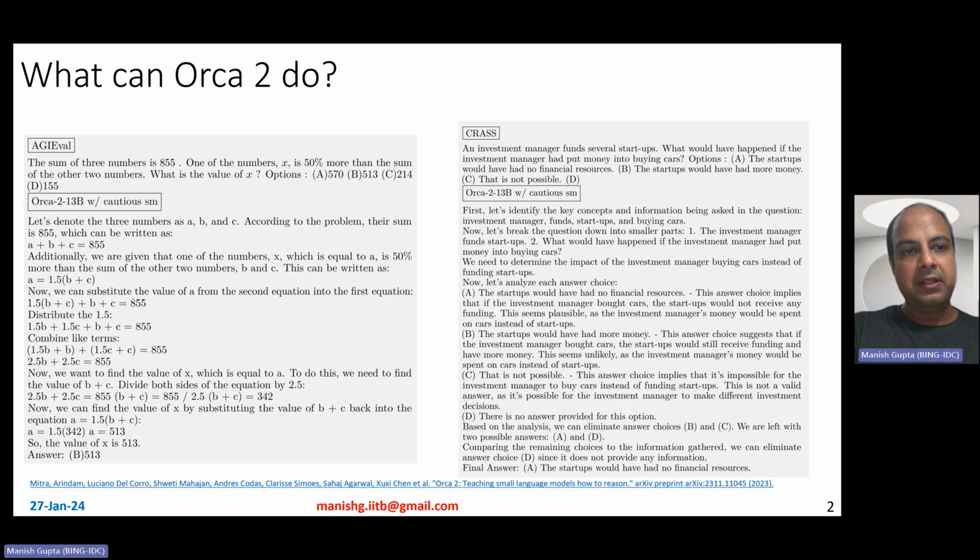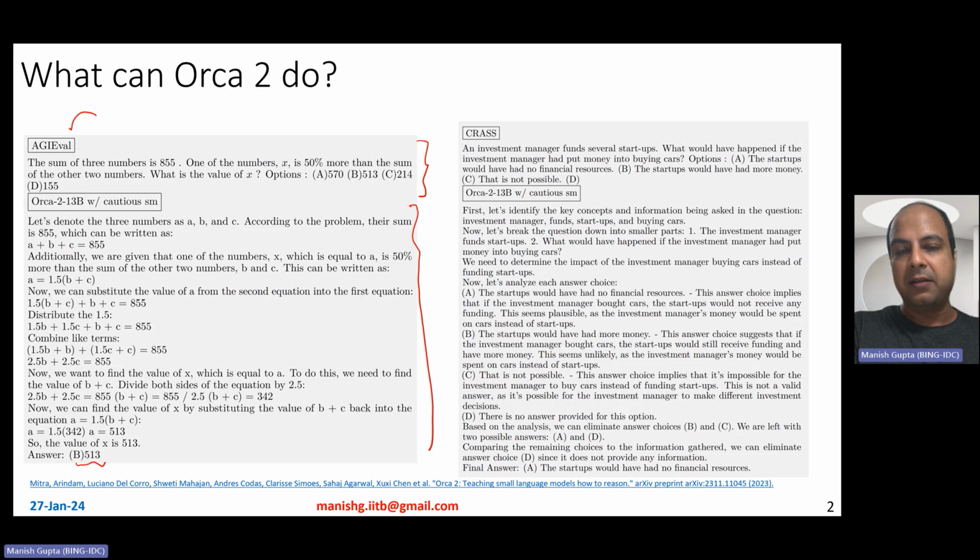Look at this example. This is an example from the AGIEval data set. The sum of three numbers is 855. One of the numbers x is 50% more than the sum of the other two numbers. What is the value of x? There are these four options, and the model is supposed to nicely argue what is the value of x, and then finally say that yes, 513 is the right value. Of course, it does all of those steps.